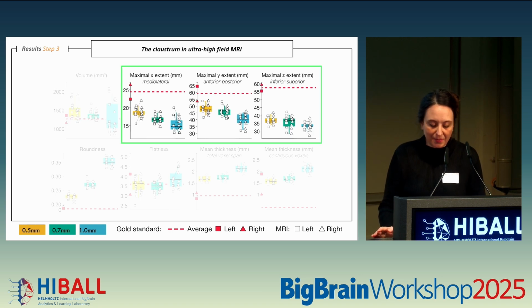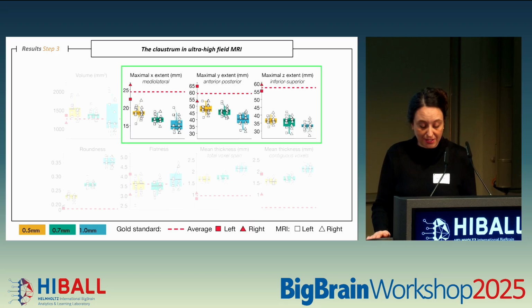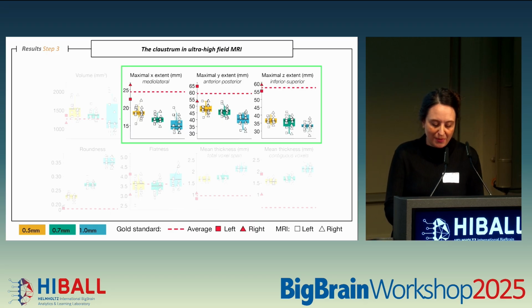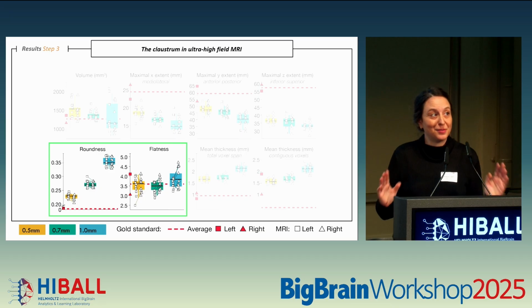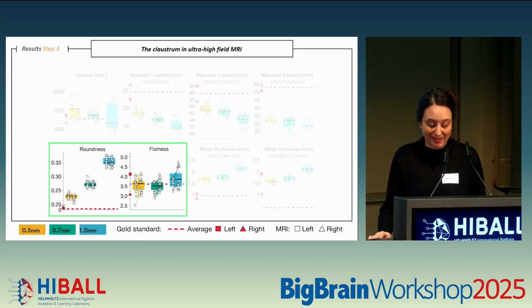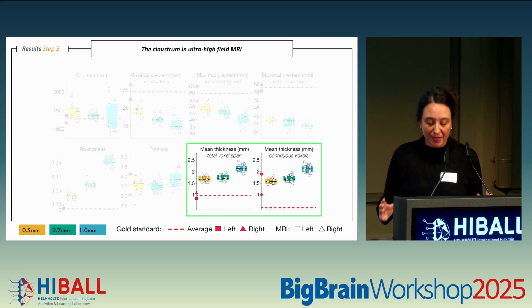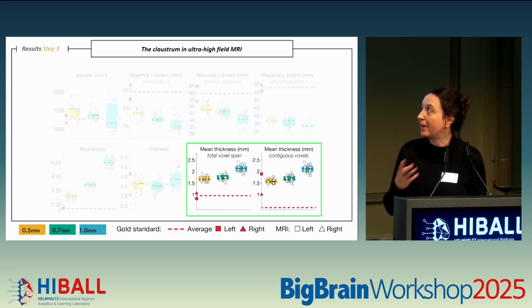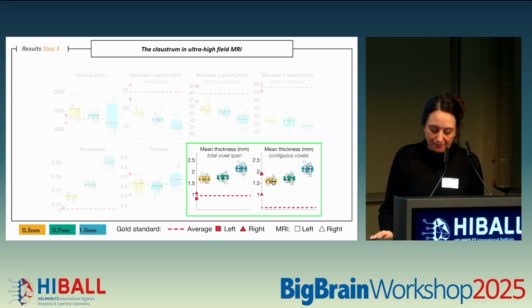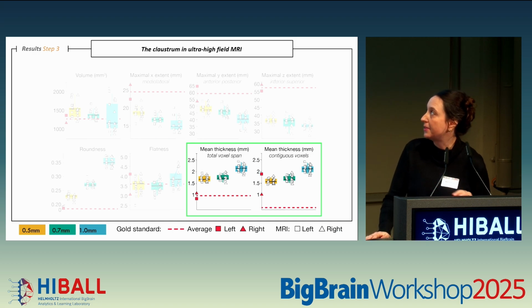We also see that maximal extents in the 3 dimensions are decreasing with resolution. We see that the MRI appears to be a little bit more round with decreasing resolution, but interestingly, the flatness stays constant. And finally, across each two-dimensional slice, with decreasing resolution, we see that both the average total voxel span, so from left to right in the coronal plane, as well as the span of contiguous voxels, decreases with the decreasing resolution.